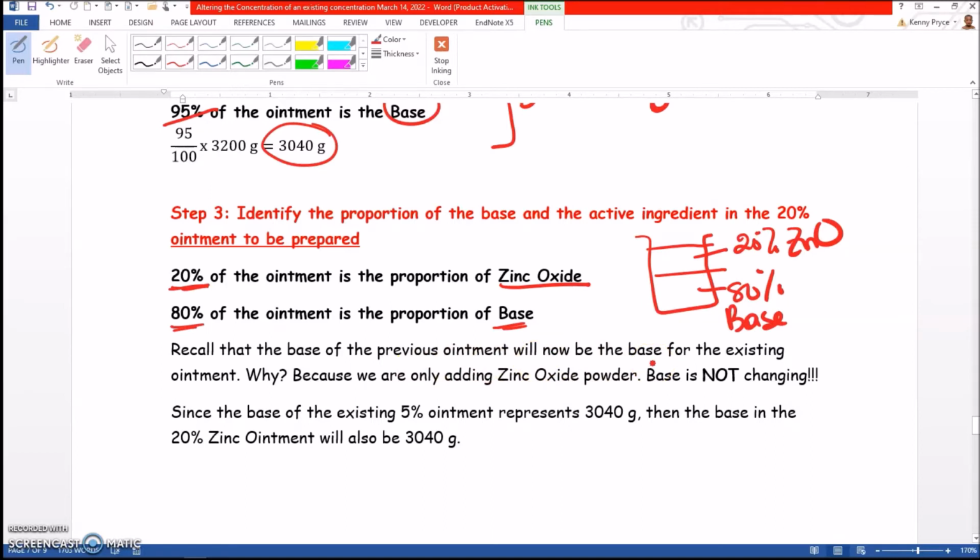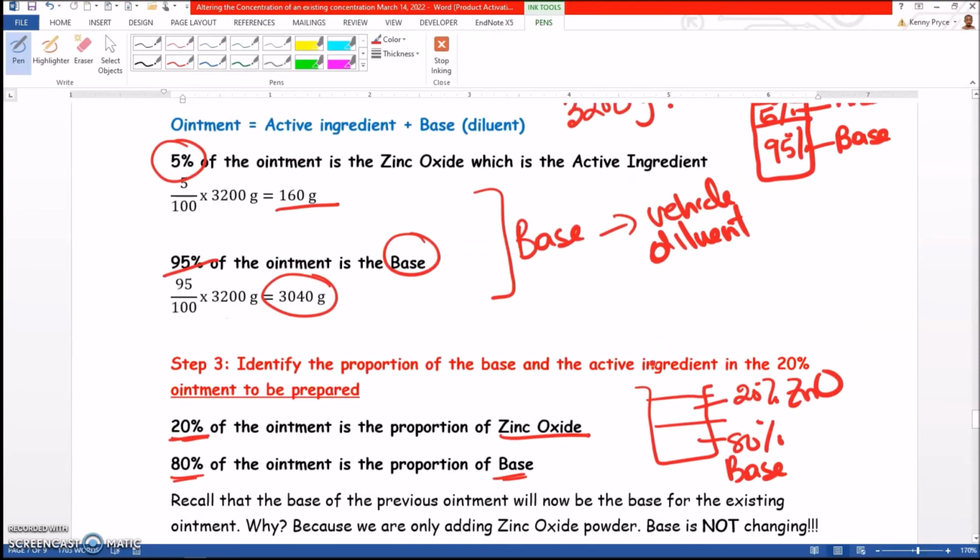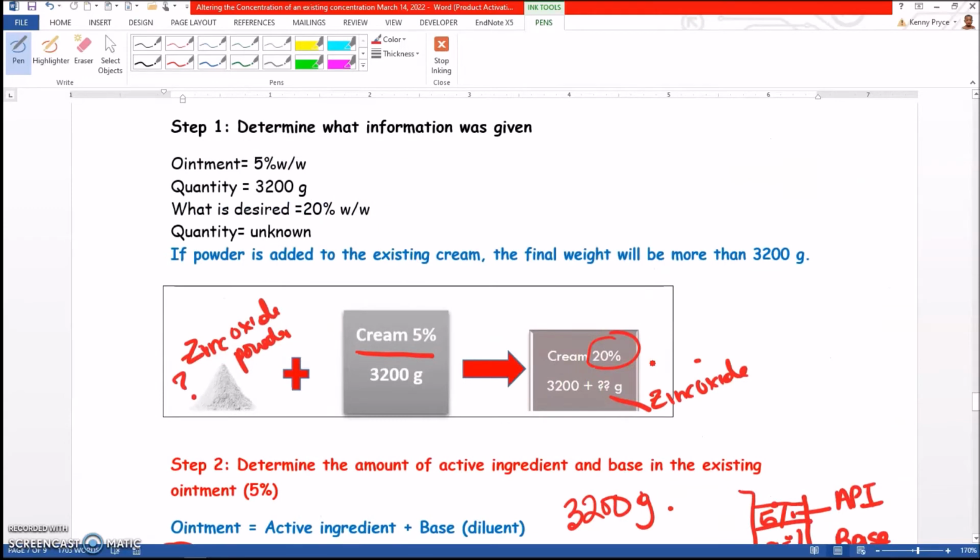Now, how did we arrive at that conclusion? Let's go back here. If we are going to fortify this cream, we need to add excess or additional zinc oxide powder to the existing ointment in order to produce a 20% ointment. So what is changing? All that is changing is we're adding zinc oxide powder to it. We're not adding any base. We're not subtracting any base. We're not taking anything outside of the existing ointment. We're adding to it. So the base is not gone anywhere.